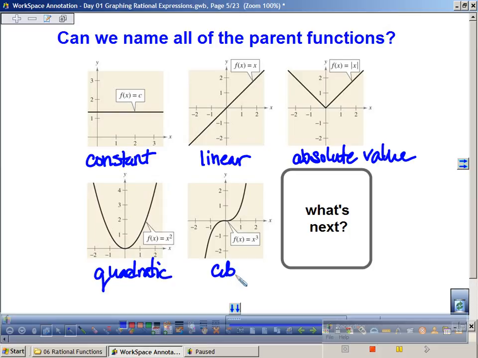This one's cubic. That one's easy because we don't call it anything else, right? It's spelled kind of different. So there's something coming next. It's rational. Does anybody think they know what the rational functions look like?